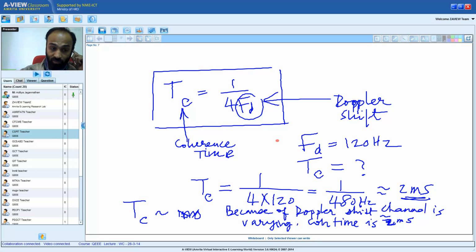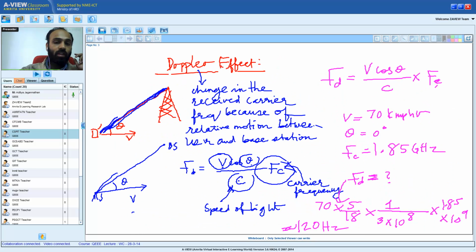If the mobile moves away from the base station, I think that is also obvious because we said V cosine theta. If you move away, then the angle theta will be greater than 90 degrees. Therefore, cosine theta will be negative, less than 0. The Doppler shift is automatically negative. Therefore, naturally the Doppler shift is going to be negative. Yeah, makes sense.